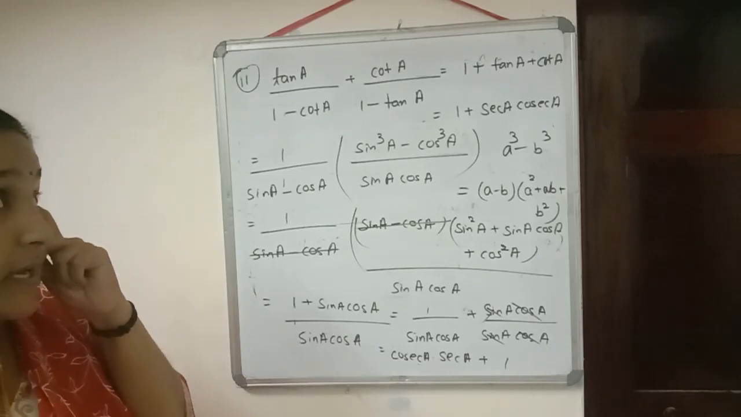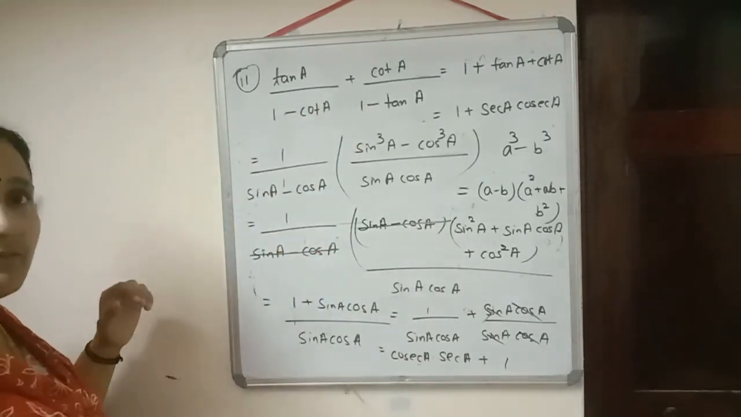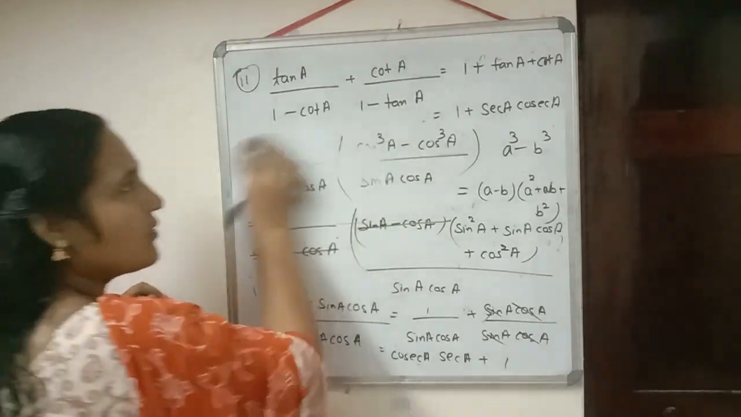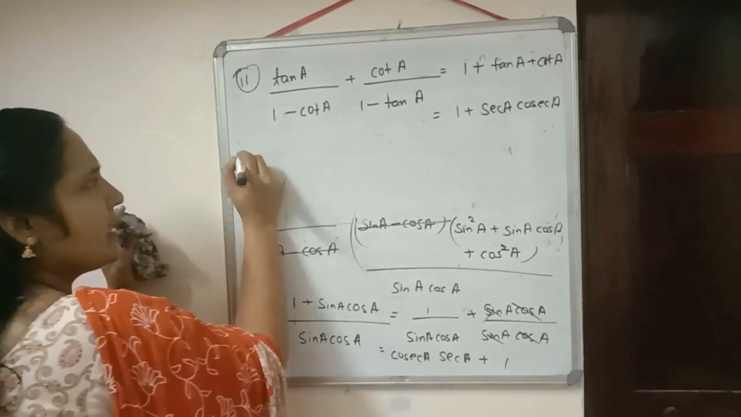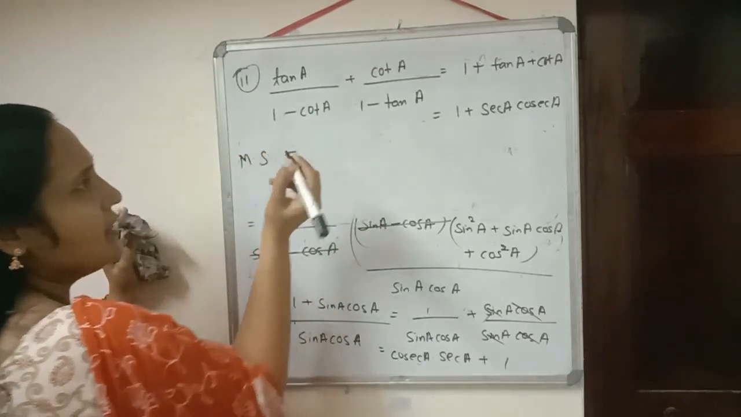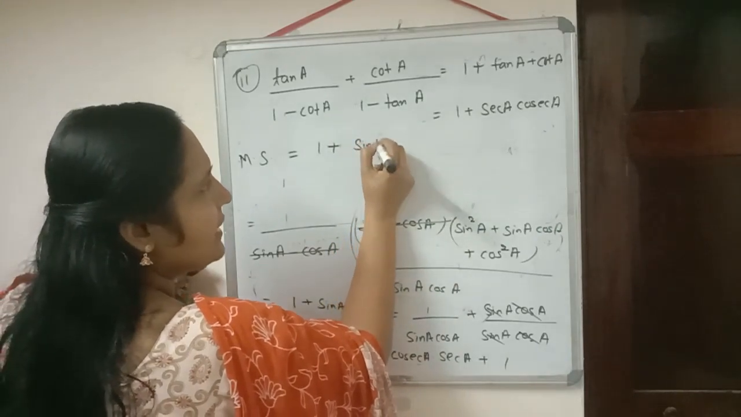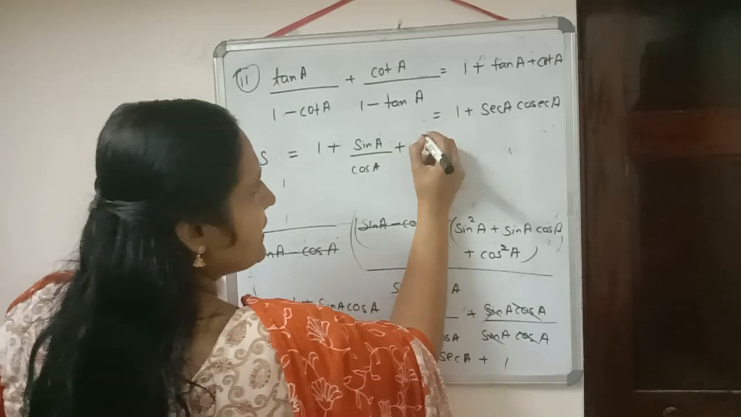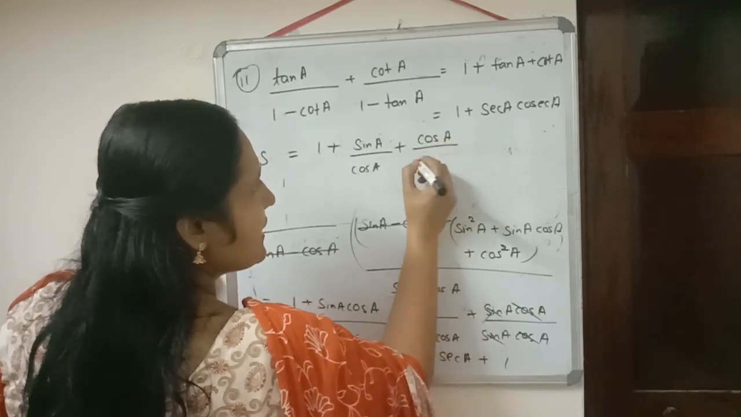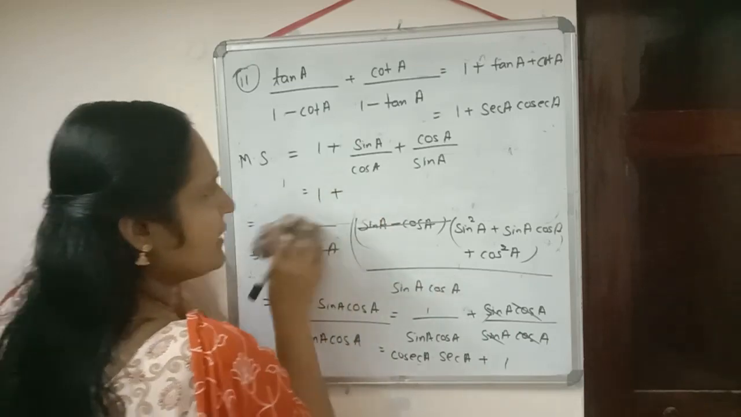But what we need there? We need that left hand side, middle one also. So shall we simplify that middle one? Okay. Now all of you write down middle side is equal to 1 plus tan A, how we can rewrite? Sin A by cos A plus cot A can be written as cos A by sin A.